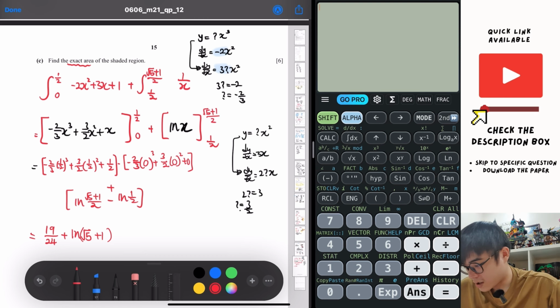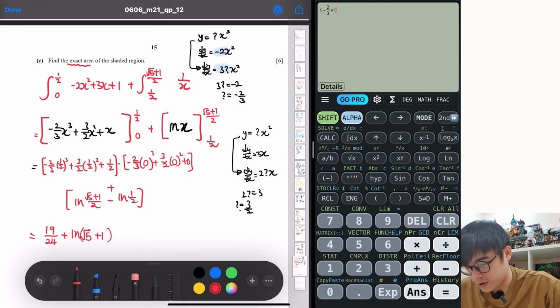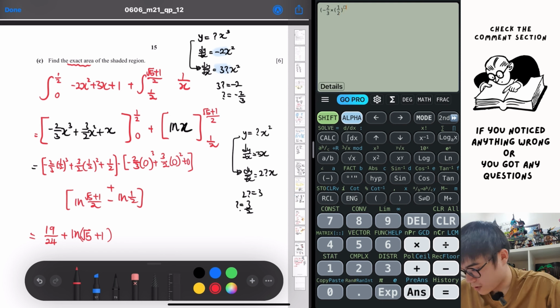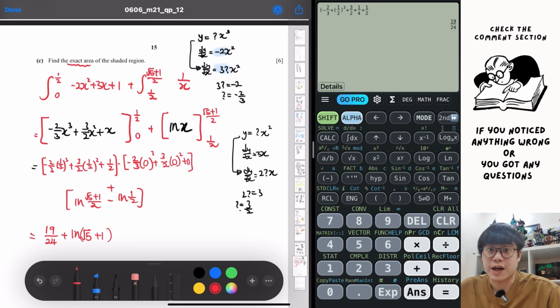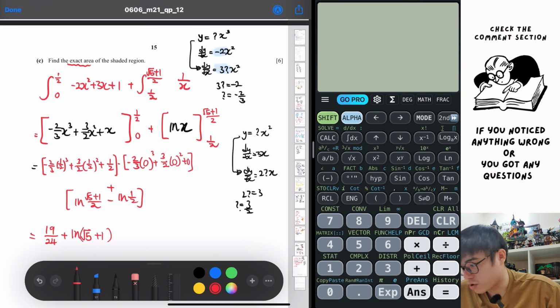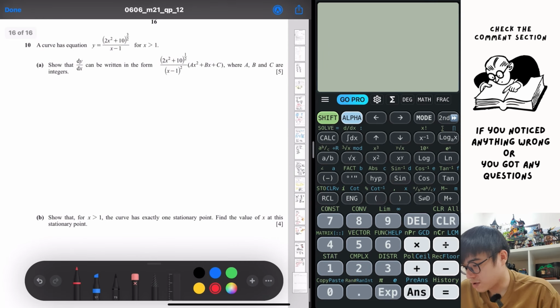So if this is the case, you're gonna key in your -2/3. Then you can verify my calculation here. Okay, that's how I get to the 19/24 there. Okay, so that's it for this question 9C. So we have one last question here, which is our question 10.